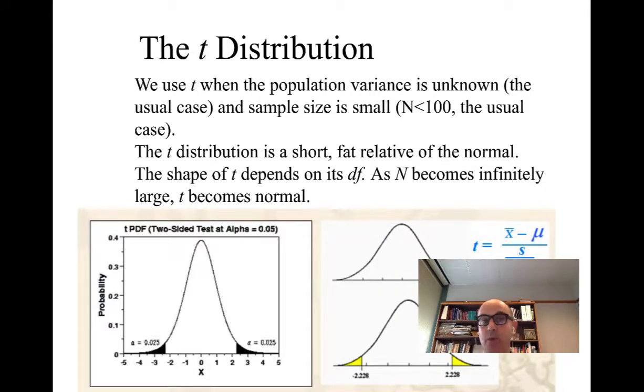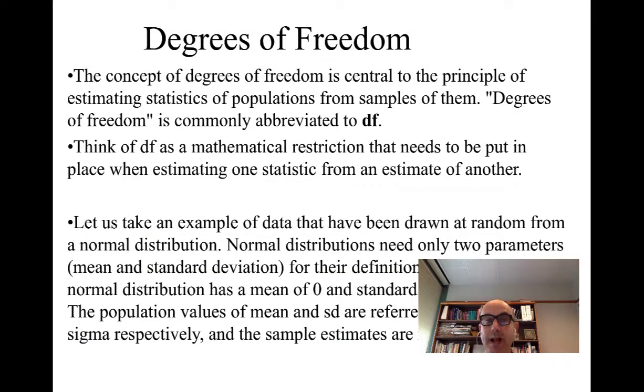The t distribution is used when the population variance is unknown and the sample size is too small for us to apply the z-test. So the t distribution depends on the df, and as the n becomes larger, the t becomes normal. So this is the equation for the t-test, and this is what we apply.